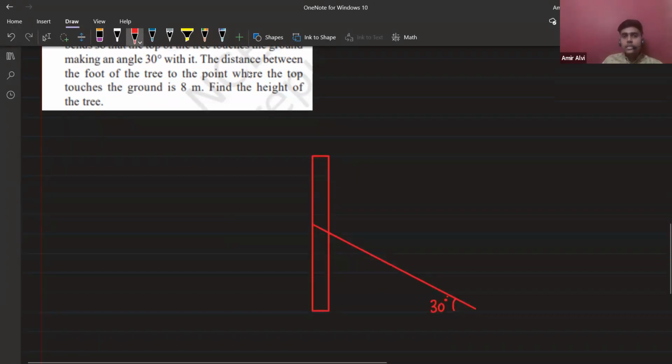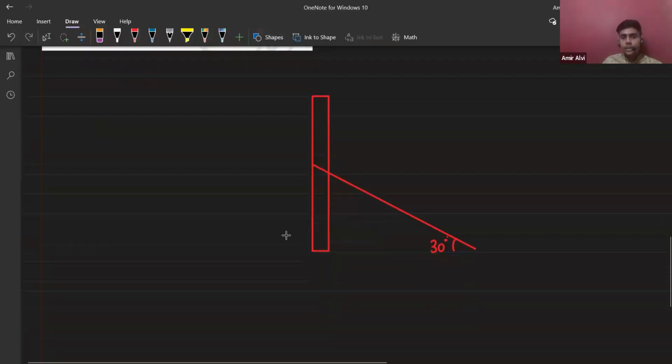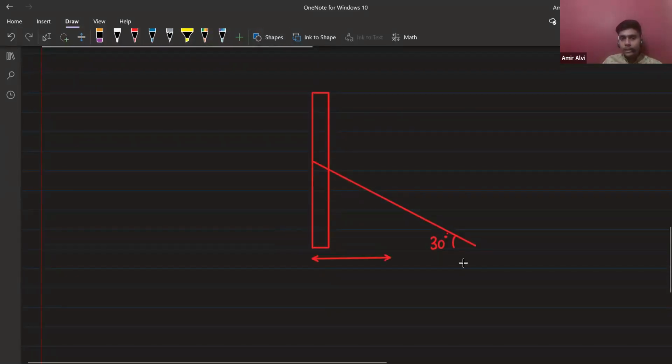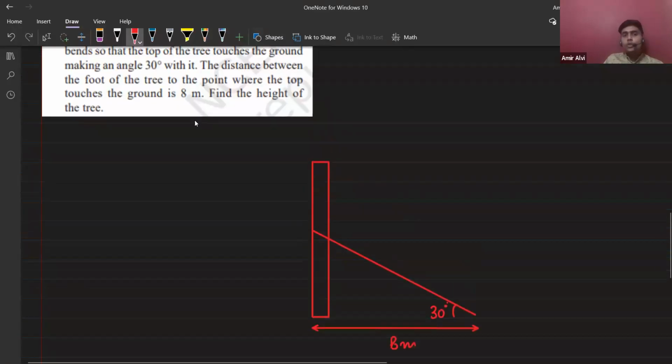And the distance between the foot of the tree and the point where the top touches the ground is given as 8 meters. We need to find out the height of the tree. Clear?